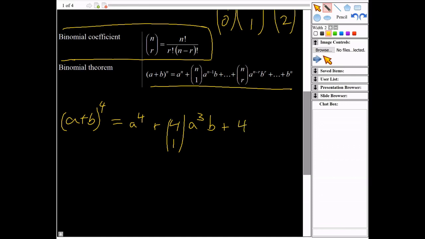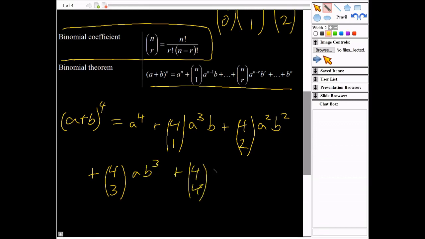R is the number of the terms that we're on. So we start off with 0, then 1, then this would be 2. And then it would be a to the power, and then 4 take away 2, so that would be squared, and then b to the power of 2, which would be there. Then the next term would be the third term, so we'd do 4 choose 3, and we'd have a and then b to the power of 3, and then the last one we'd have 4 choose 4, and then the a's would be gone, it would be just b to the power of 4.